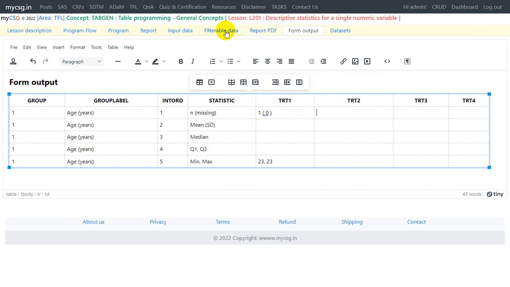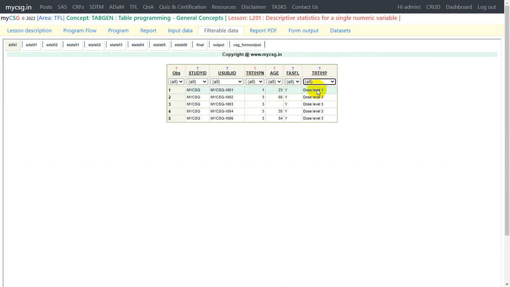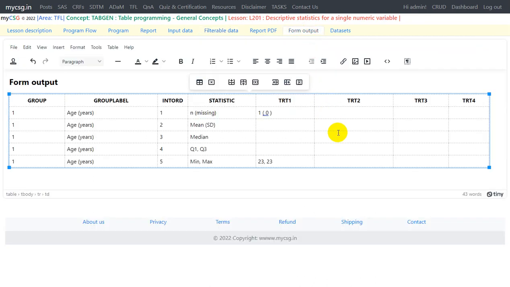We have seen that in the input data set we had only those records of level 1 and level 3. We did not have any records for dose level 2. So for that reason we will have to populate this with 0, and again a 0 for missing as well. As we have the small n itself as 0, none of the statistics will have a meaning. So min and max cannot be populated.